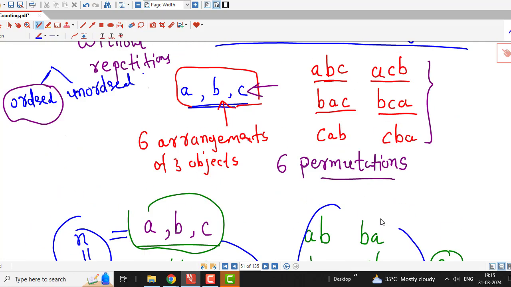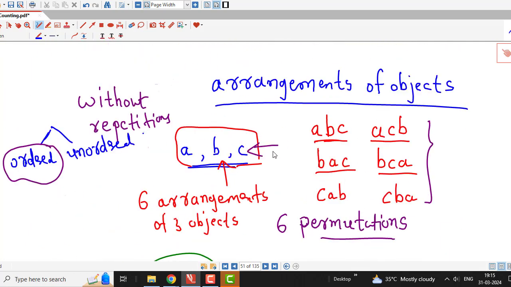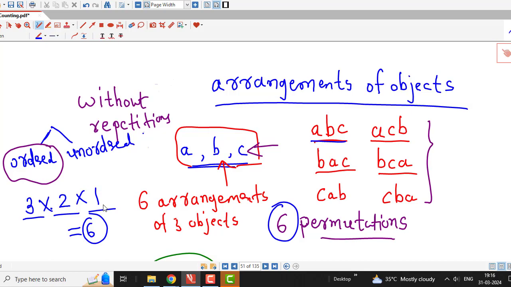Similarly, here also we can decide that we are arranging three objects at a time, so we can write three positions, because we have to write down three objects in our arrangement. For the first position, three possibilities are there, and because repetition is not allowed, there are two possibilities for the second object, and for the third object there is only one possibility. By the product rule we multiply all this, and we can directly list out that there are 6 arrangements possible.